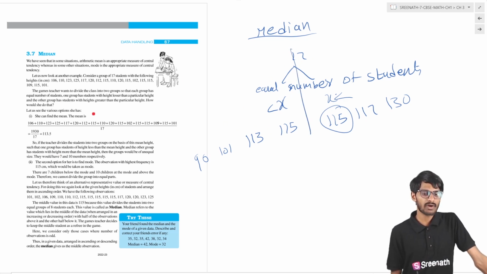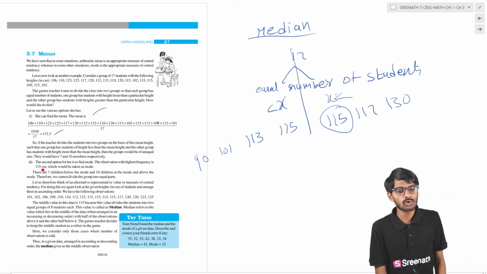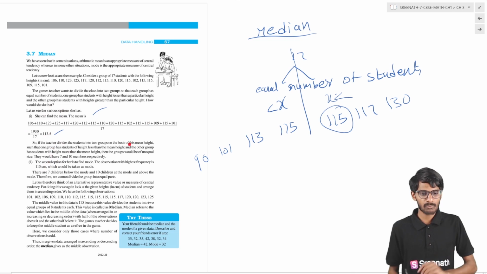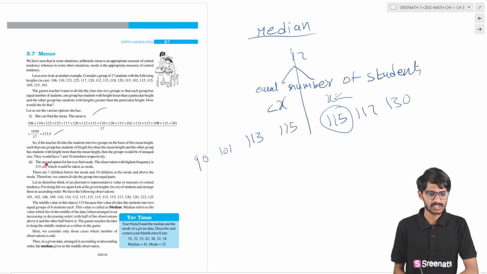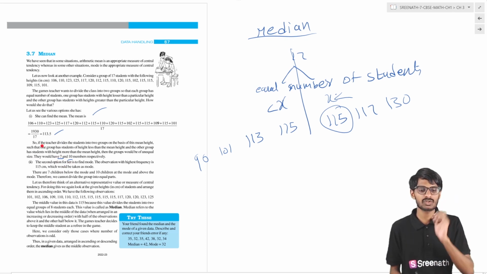In that case, if you find the mean, it will give 113.5. But doing this, you don't get an equal number of students. You will get 7 and 10. 7 students in one group, 10 students in the other group.